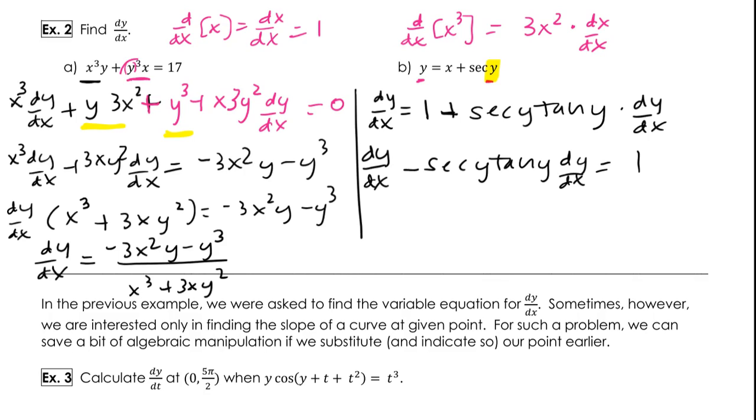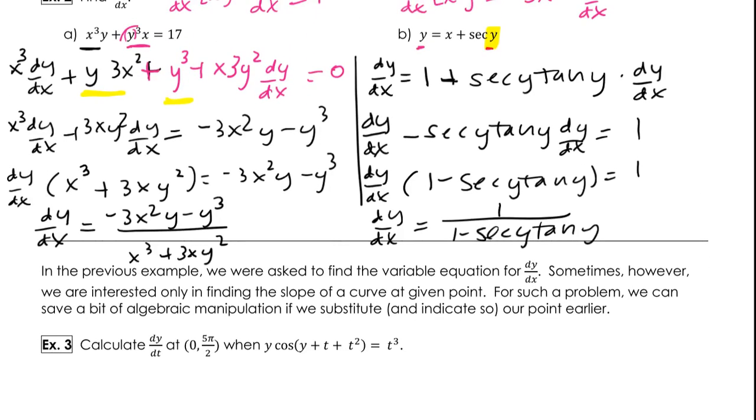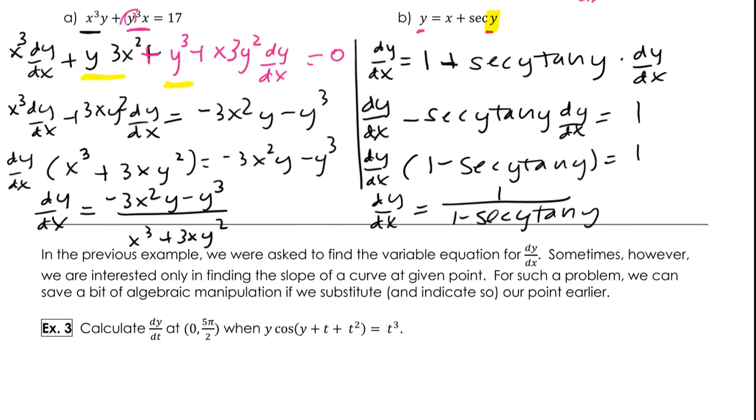I'm going to factor out a dy/dx. So I have 1 minus secant tangent. Make sure you're writing y there. So then dy/dx is 1 over 1 minus secant y tangent y. Okay, so on to the next one. This is really what you're doing the whole time. If anything, it just might get a little messy, but not too bad.